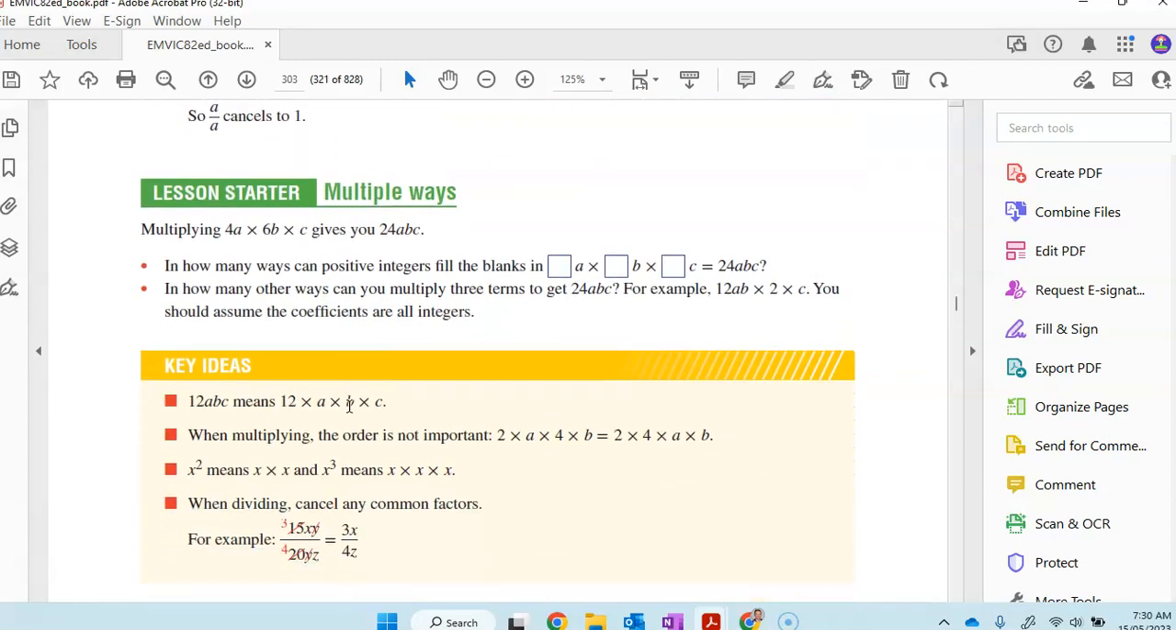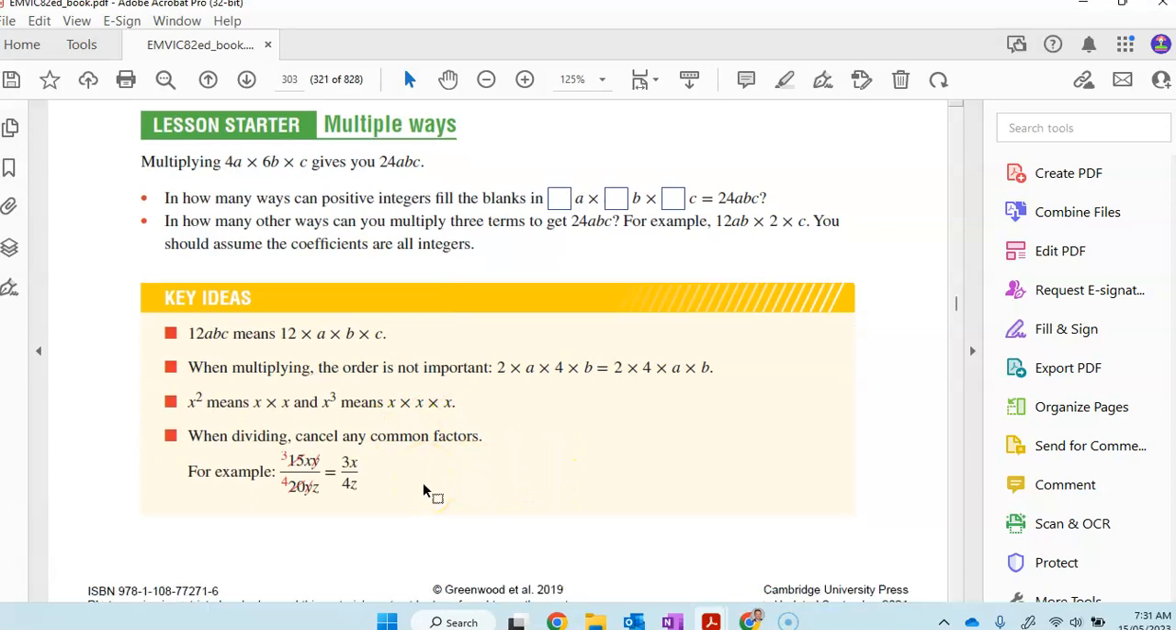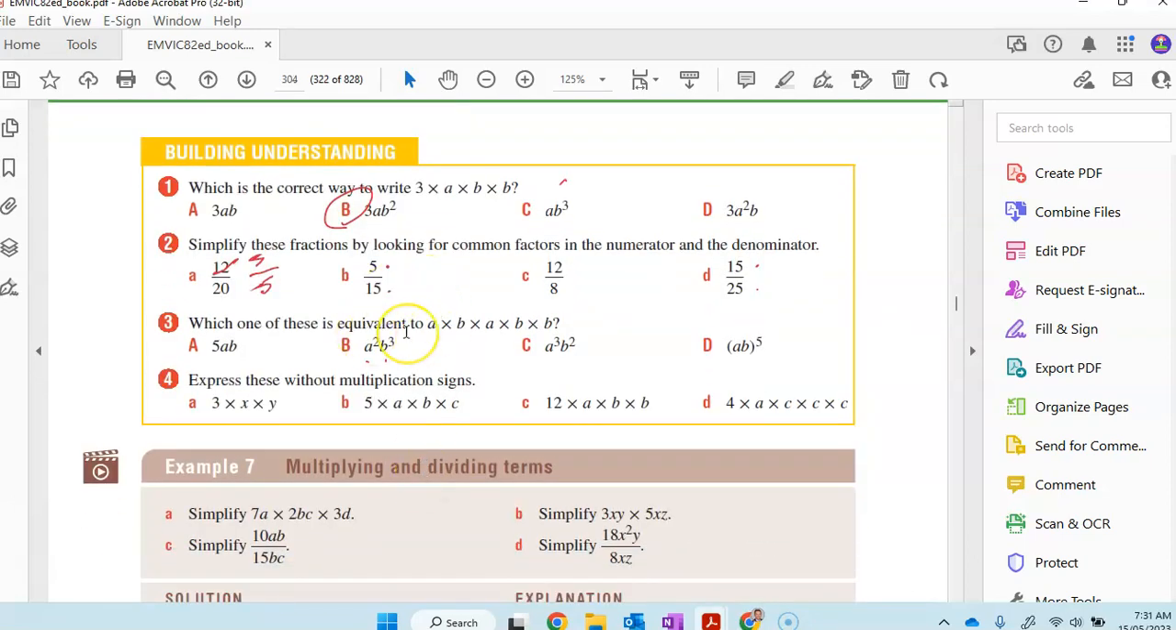Now, key ideas that we've got to remember, and we should be putting these into our summary book as we go. 12abc is 12 times a times b times c. When multiplying, of course, and addition, the order is not important. x squared means x times x, and x cubed means x times x times x. And when dividing, we cancel down. We can have a look at some of these.